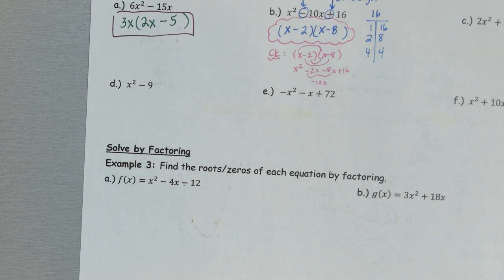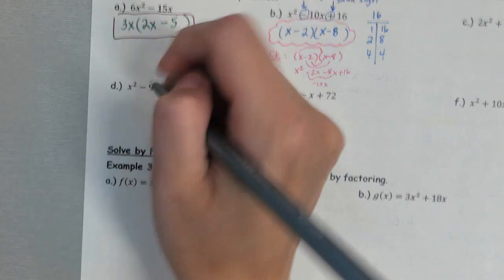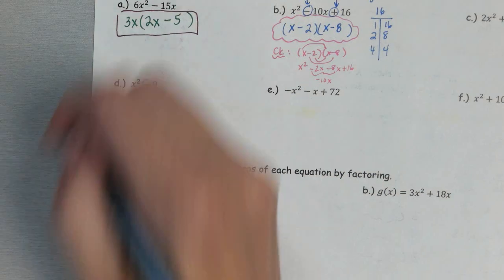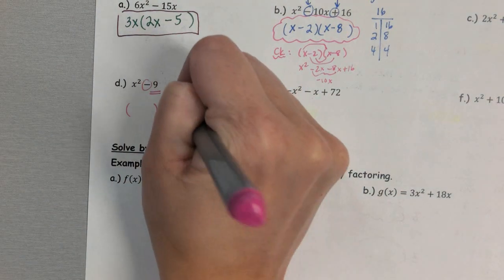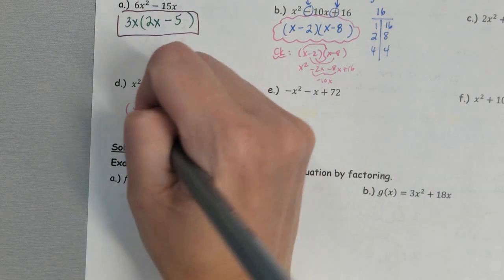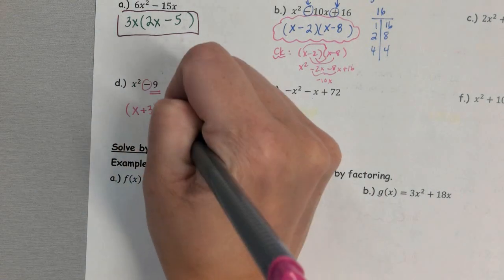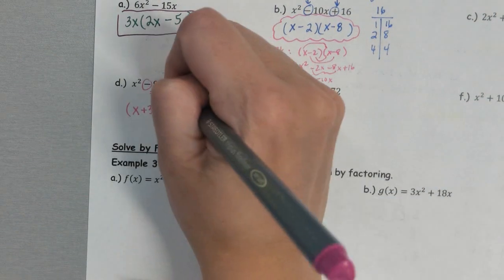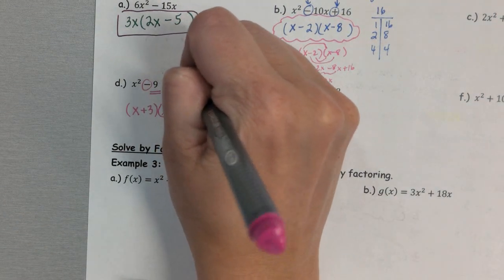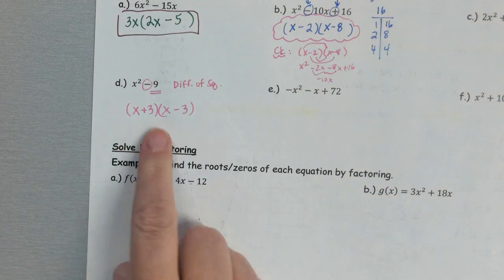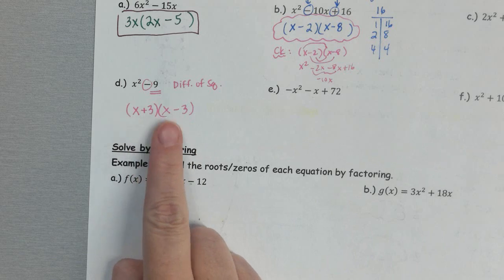Let's go to D. I have x squared minus 9. So right away I notice this is a perfect square and this is a minus. So this could be the difference of two squares. So if I have x and x, if it's the difference of two squares, the square root of 9 is 3. So this is x plus 3 times x minus 3. And this only works with the difference. If it was plus, it wouldn't work because you need opposite values.